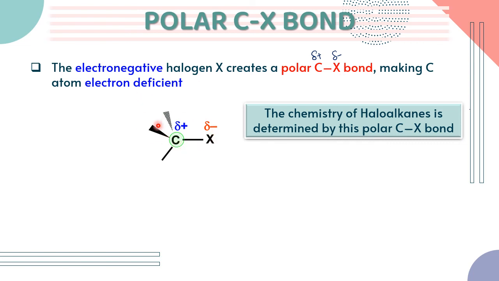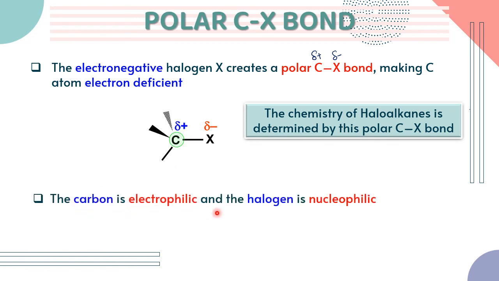This is what I meant just now. At the carbon, we have the partially positive side, and X is partially negative. This is your electrophilic side, and this is your nucleophilic side. So reaction will start from here. The carbon is electrophilic and the halogen is nucleophilic. This carbon is susceptible to nucleophilic attack. In other words, this carbon is very easy to be attacked by a nucleophile.